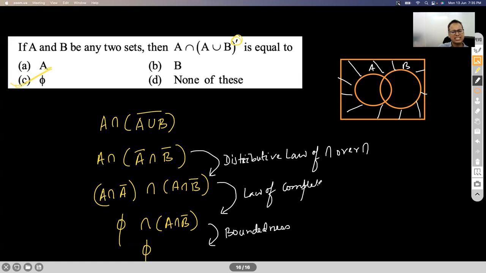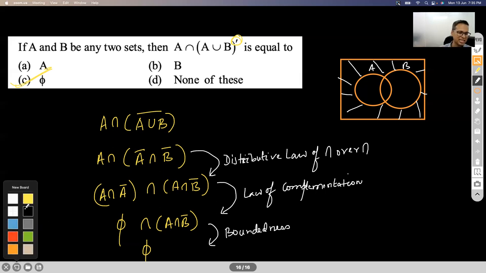So whenever you're writing these answers in your exam also, make sure you are mentioning which law is being used. Okay. No problem, Arya. I will take more questions. Not to worry. Is it fine? Should we go on to the next one?